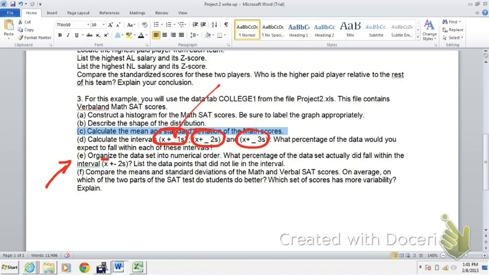And then it says to actually list the data points that did not lie in the interval. So how many did not? So you first have to compute that interval and then physically count how many fell outside that interval. And it's easier to organize the data in numerical order first. So that's really the part that I wanted to show you.